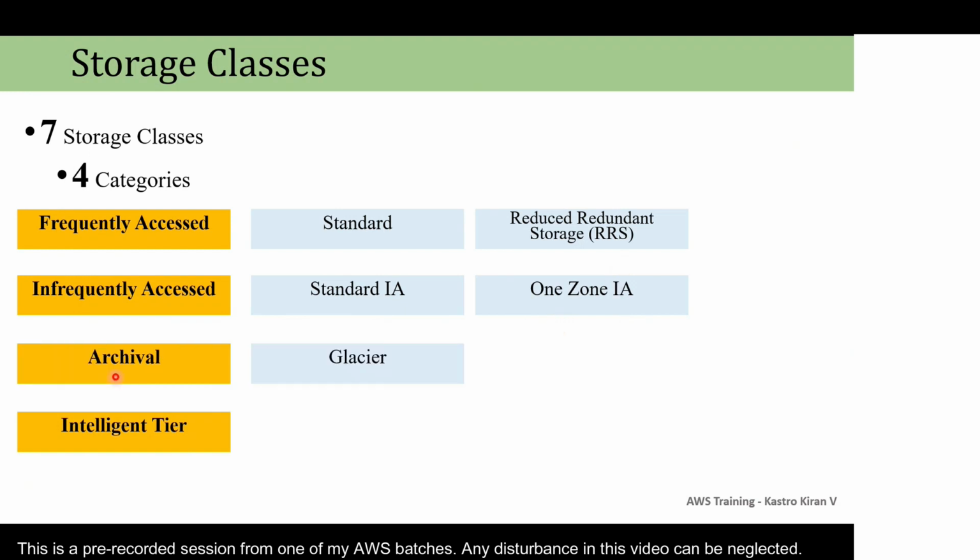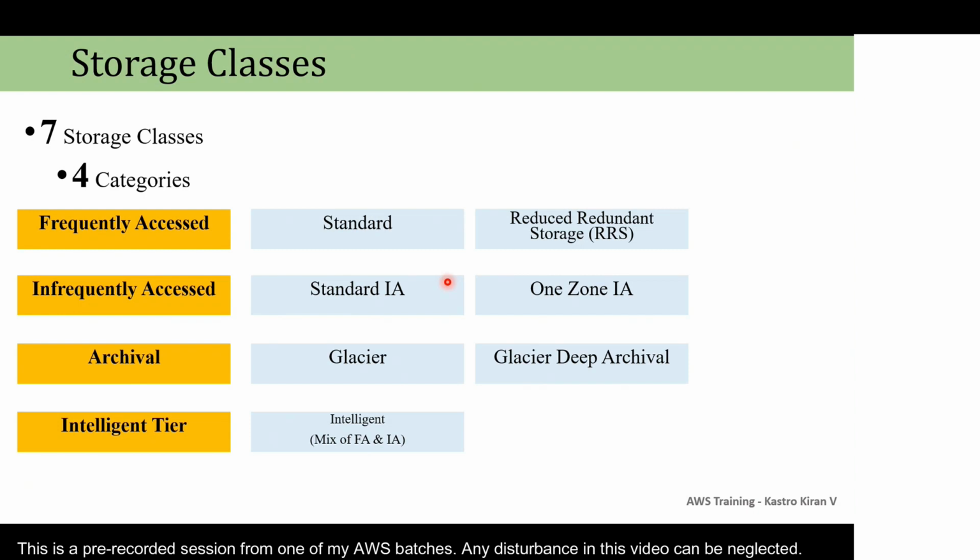And in the archival category, we have 2 categories. One is called glacier, and the second one is called glacier deep archival. And in the intelligent tier, we have only one storage class that is called intelligent. Intelligent is a mix of the frequently accessed, FA means frequently accessed, and IA means infrequently accessed. So let's understand these storage classes first.